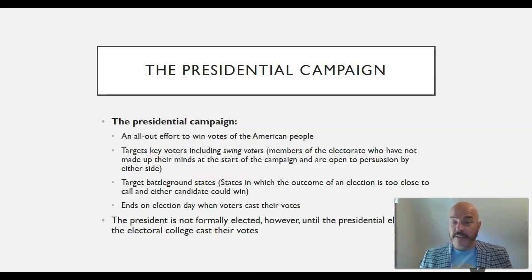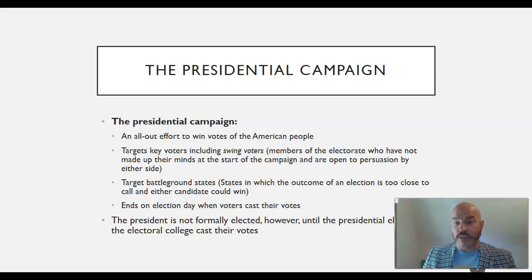Presidential campaign. This is going to be your all-out effort to win votes of the American people. You got to target these swing states. It's called a winner-take-all election. If you win 50% plus one of the votes in Indiana, you capture all of Indiana's electoral votes. So you have to focus on these swing states. You got to know where to go to raise money, but also where that money should be spent. And you're going to spend these in places like Ohio, Pennsylvania, Florida, North Carolina, Arizona, New Mexico. Those are going to be your toss-up. Wisconsin, all going to be your toss-up states that are really, really important.